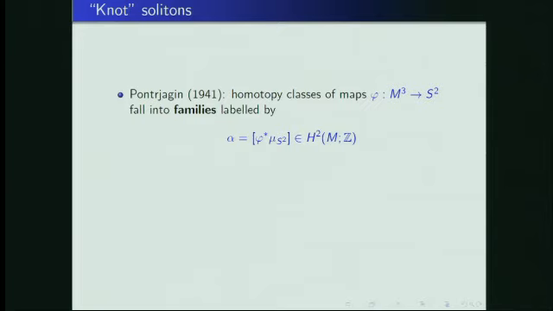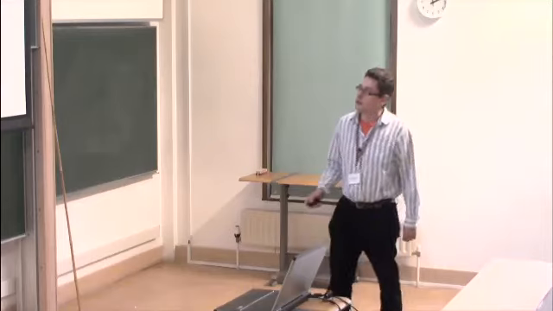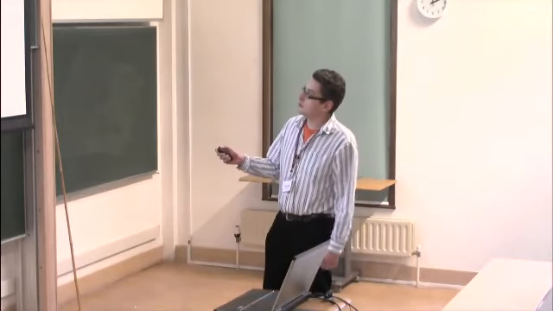So if you want to classify maps from a compact oriented 3-manifold into S2 up to homotopy, then you find that the class of maps fall into families, which are labeled by an element of the second cohomology group of M. And what that is, you just take the generator. The second cohomology of S2 is just Z, so it has a generator. You have a choice of 2. Choose one, call that mu_S2. If you like, think of this as just being an area form normalized so the total area is 1, if you want to think in terms of de Rham cohomology. You can take the pullback of that, which is a 2 cohomology class on M3.